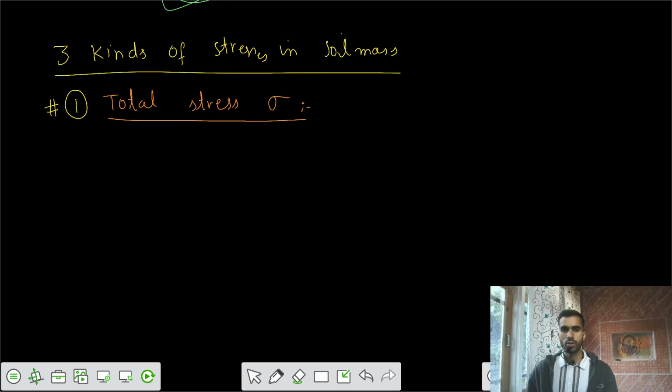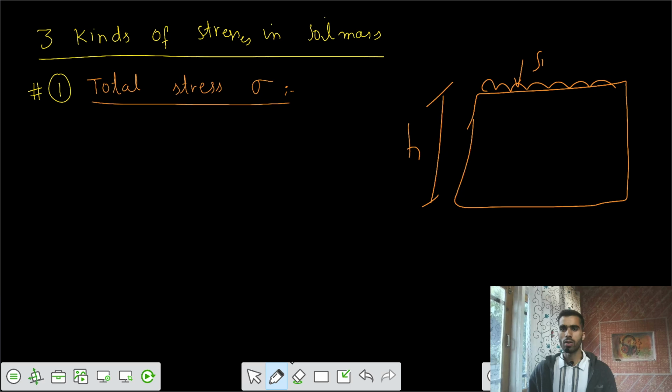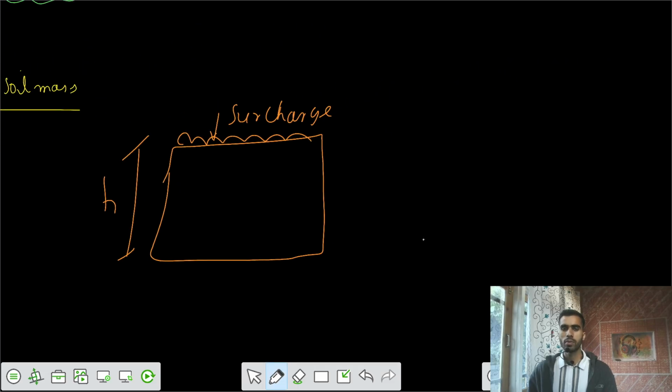So we are going to take a soil mass. Let's say this is your soil mass of height h, and there's some weight above. There's some surcharge because of external loading. Let's say there is some building, so it has some surcharge of Q equals, let's say, 100 kilonewton per meter square. And this is the height of the soil mass.